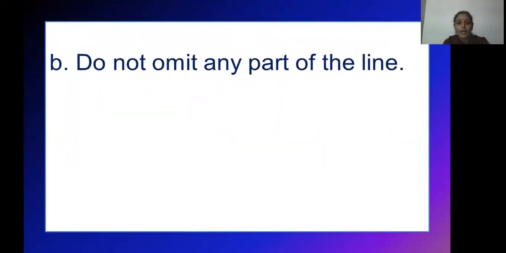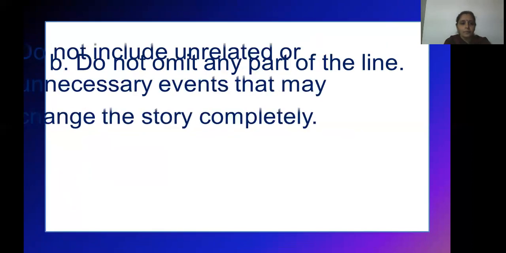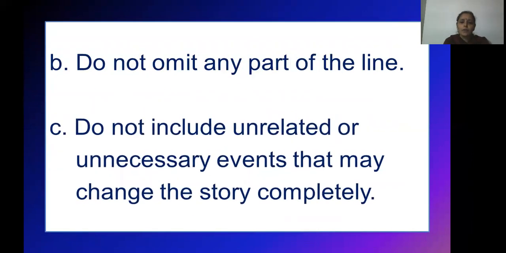Do not omit any part of the outline. In the outline, whatever points are given, you have to cover each and every point in your story. Do not omit, that means do not leave any part of the outline. Do not include unrelated or unnecessary events that may change the story completely. So do not include something which is not related to the story, or do not add anything which is not a part of the story, because of which the entire story might change.